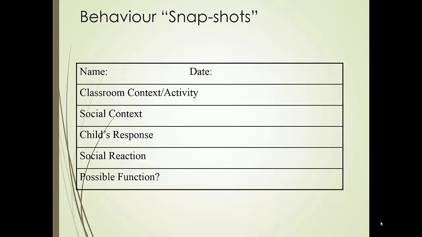But here are some of the structures we can use in our observation to help us gather that data in a structured way. We can think about recording the context as part of the antecedents, and the social context against the antecedents, the child's response to those potential triggers in the environment, and the reaction that comes next from others to their response, which may be a factor in their behaviours if they're wanting to receive or to avoid attention. And then we can start to hypothesise, make a guess about the function of the behaviours.